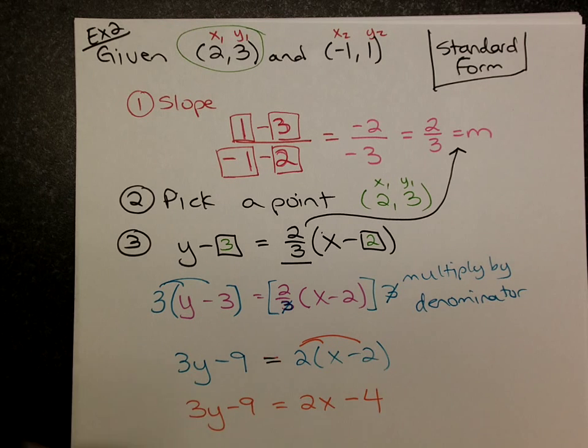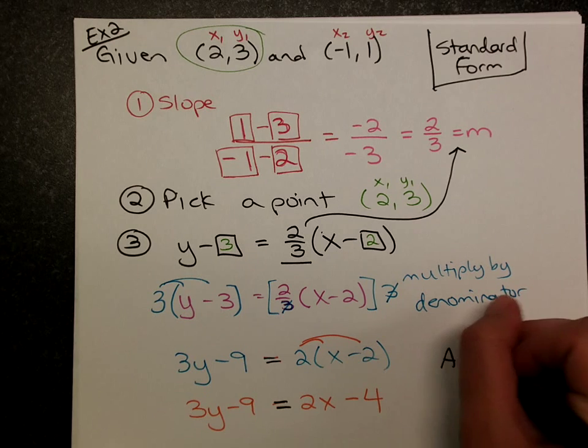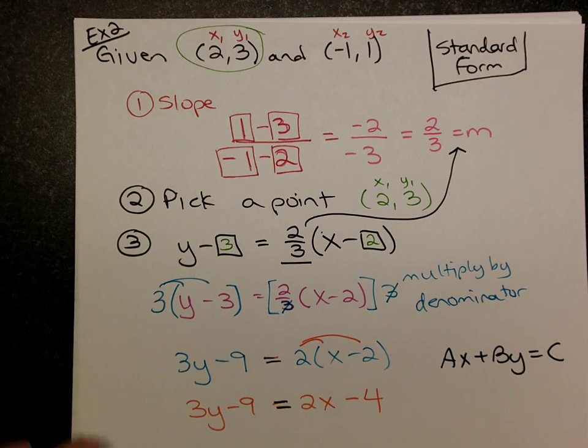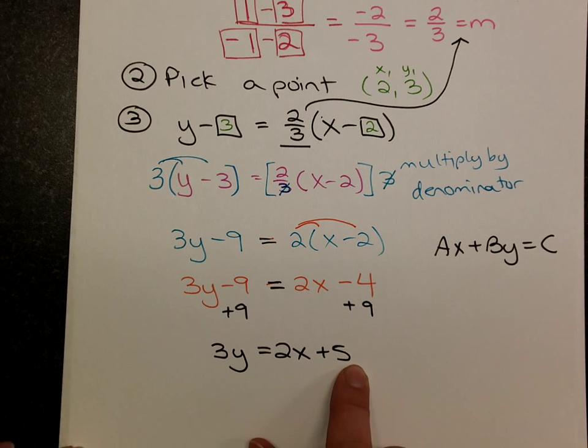Now I'm going to pause here. We need our answer in standard form. So we need ax plus by equals c. So I'm still going to move my constant to the right by adding 9. I'm left with 3y equals 2x. Negative 4 plus 9 is positive 5. Here's where it's going to be a little different. Because I need my answer in standard form, instead of dividing everybody by 3, so I've added 9 to both sides, my constants are together.